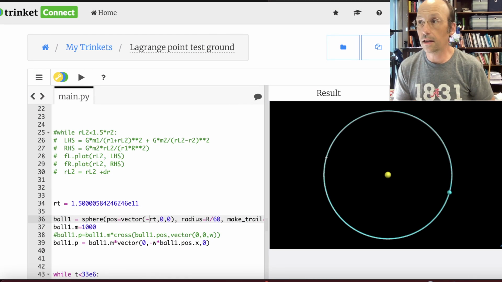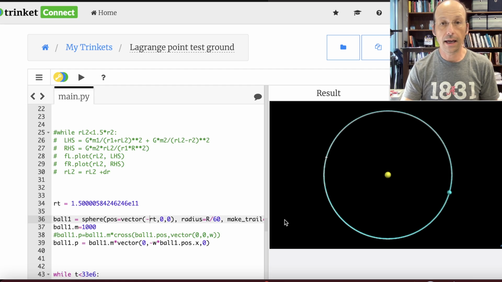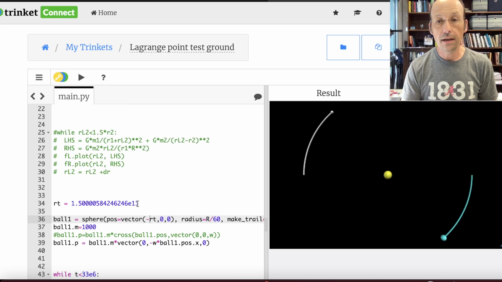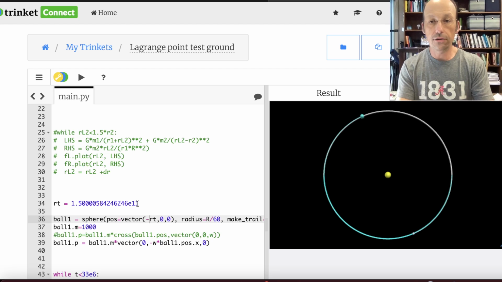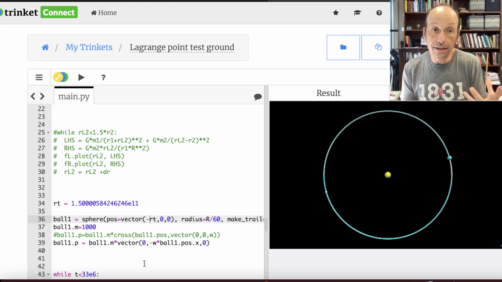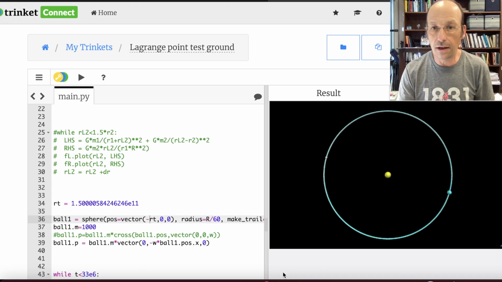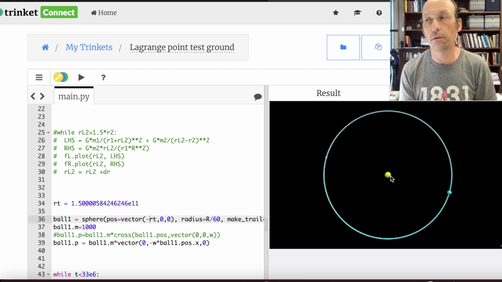So this is the last program that I had. This is for the L3 orbit. Let me just run this real quick. I calculated this RT with another program, and I copied it in there. And you can see that they both orbit. RT is not the same as the vector here because this is not at the center mass, but it works.